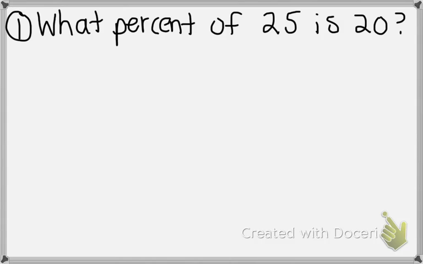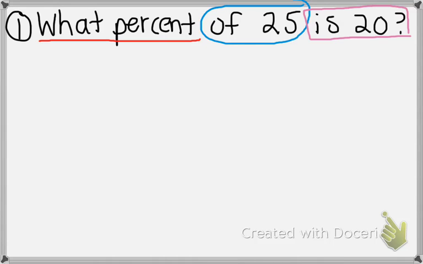So first thing that you're going to do is you're going to underline what percent, and then you see of 25. So we're going to put a circle around that, of 25. And then you see the word is 20. So we're going to box that. So we have what percent of 25 is 20. Then the next thing that you're going to do is write out percent equals, part equals, and whole equals. So now we're going to fill those in.